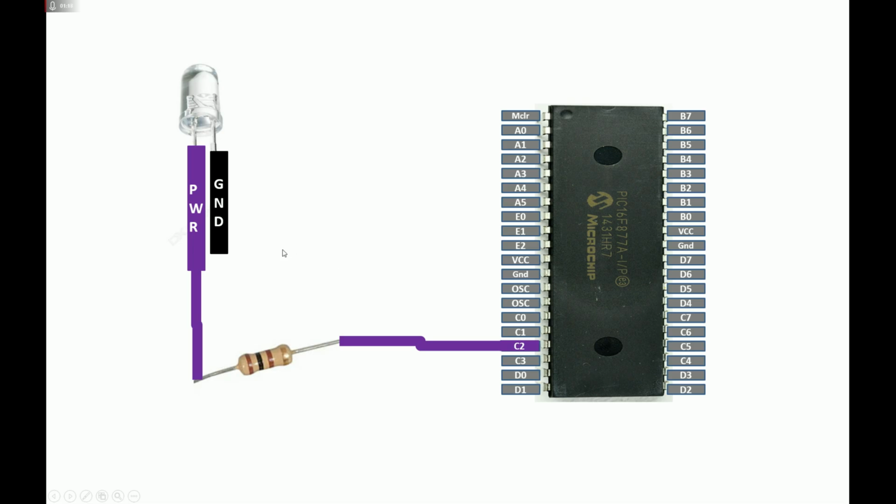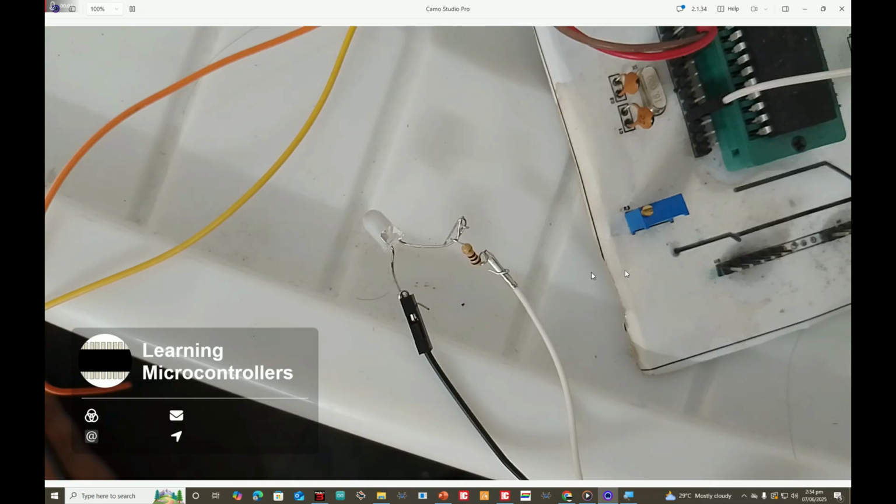Now let's connect the ground. For the ground, just connect it directly to the ground of the PIC. So this is our simple circuit. Let me show you the hardware before we move on to the programming. So guys, this over here is our hardware.